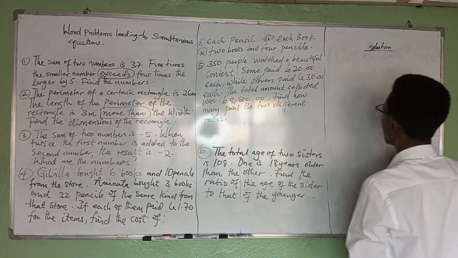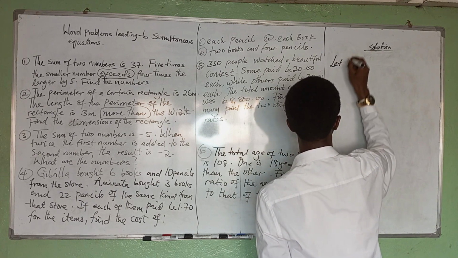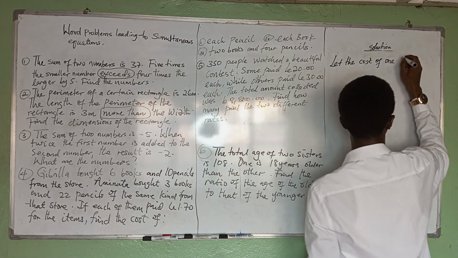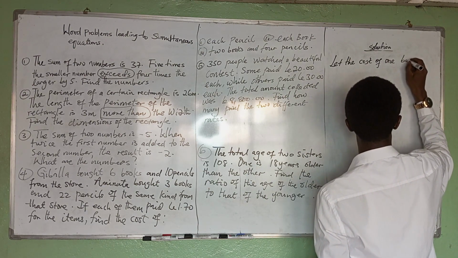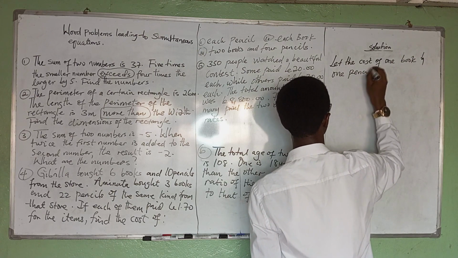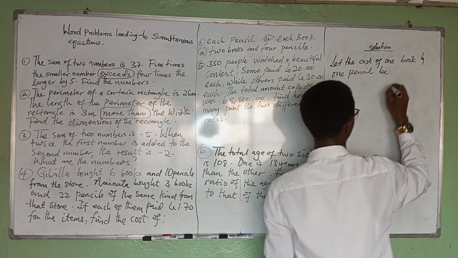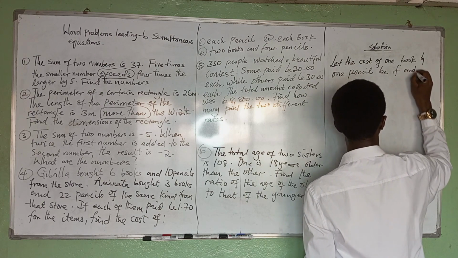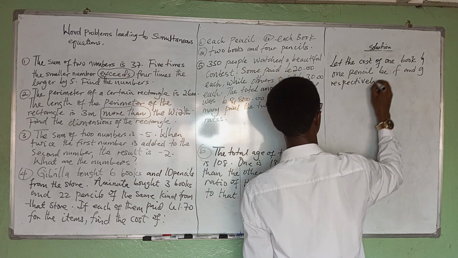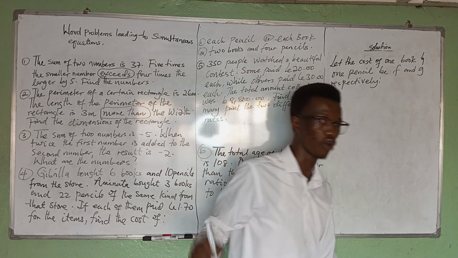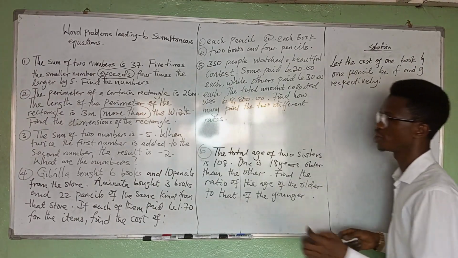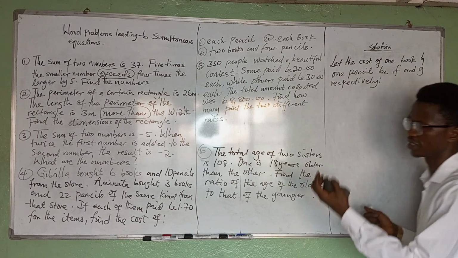So we have to know the cost of a pencil and a book. Okay, so let the cost of one book and one pencil be F and G respectively. Okay, so the cost of a book is F and the cost of a pencil is G. So now let's try to interpret the question.